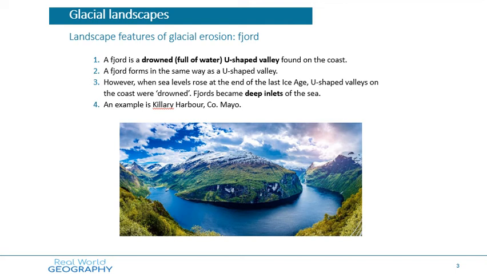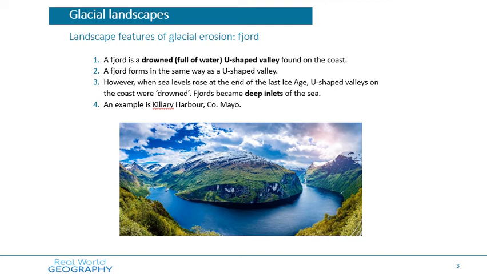Okay, again, a fjord is formed, a U-shaped valley is eroded from a V-shaped valley by plucking and abrasion. When the ice sheets melts, the valley becomes drowned, forming a fjord. Okay, and fjords are often found near the coastline. Okay, so where the water level rises at the coastline, it'll flood our fjord like this. An example of a fjord in Ireland is in Killary Harbour in County Mayo.